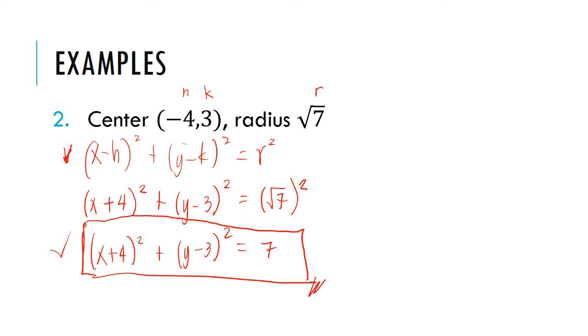And the graph: square root of 7 is approximately 2.65. So if you graph that, that is negative 4, 1, 2, 3, and 4, then positive 3, 1, 2, 3. Here is the center, C. Then the radius is almost 2 units, so almost 3.